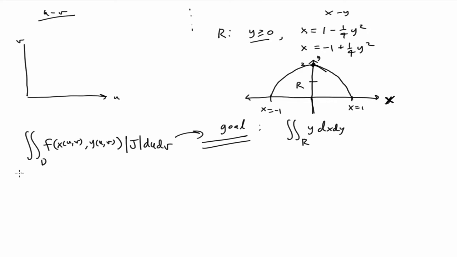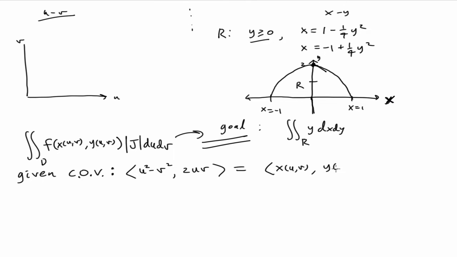So in fact, for this problem, I'm going to give you a given change of variables. And here is the change of variables. We're going to say that the change of variables in this particular case is going to be u squared minus v squared, comma, 2uv. And that's going to be my x of u comma v, y of u comma v. That's my vector function.